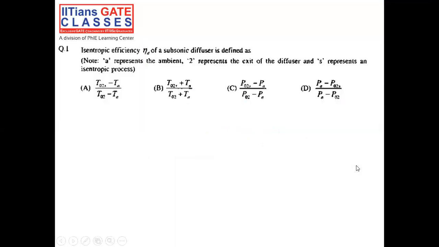So the first question: the isentropic efficiency eta D of a subsonic diffuser is defined as, four options are given. This is a 1 mark question. For the solution of this question, we'll first see the schematic of a subsonic diffuser.